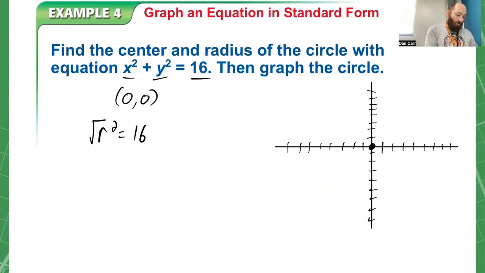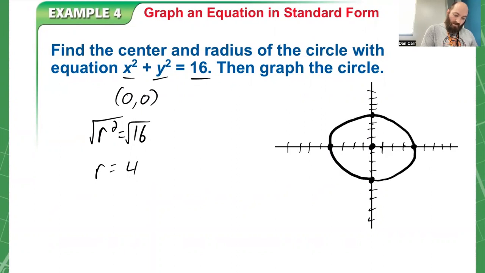Okay, remember that's in the equation. So if I square root both sides, my radius is just a length of 4. So from my center point, I can go 1, 2, 3, 4 here, 1, 2, 3, 4 here, 1, 2, 3, 4 here, and 1, 2, 3, 4 here.